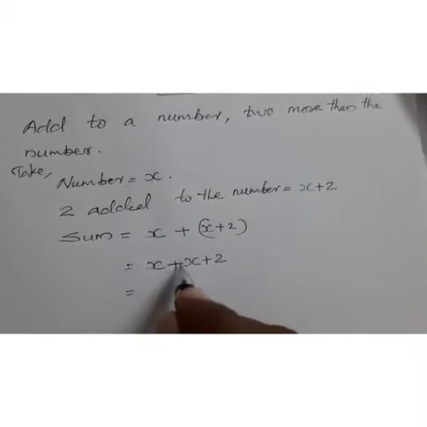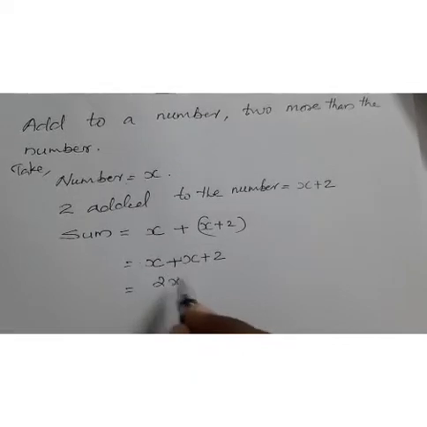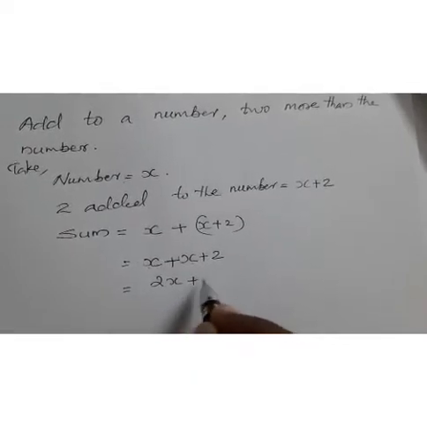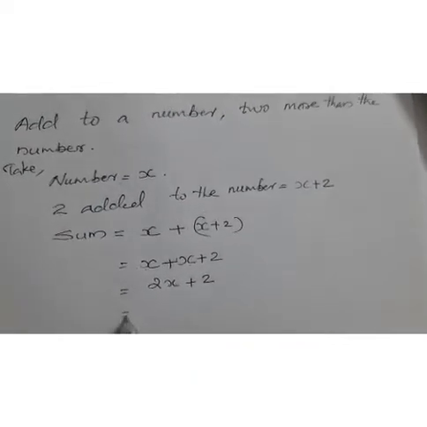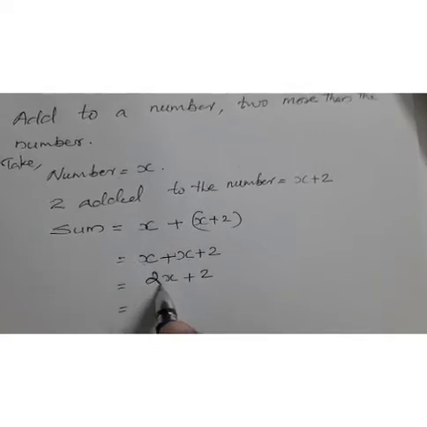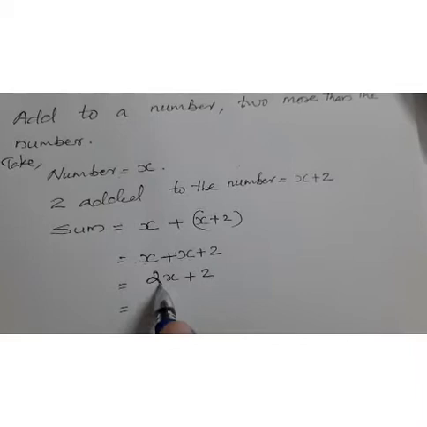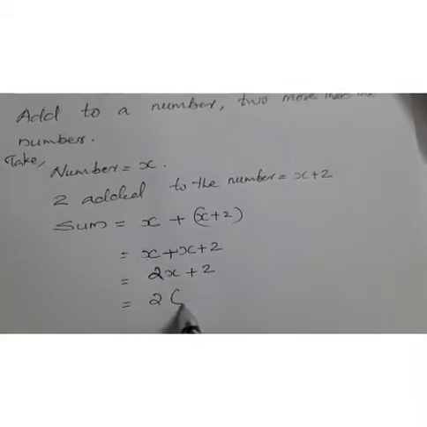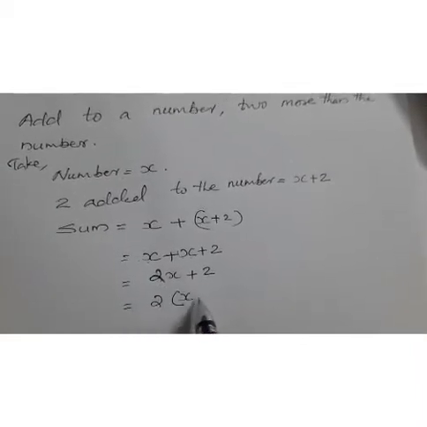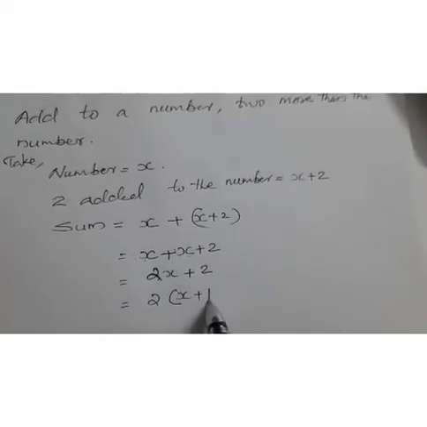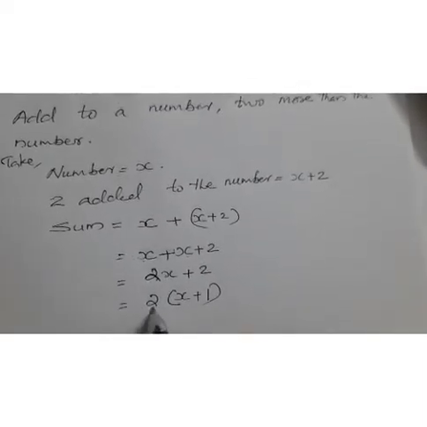The variables are added, so it is 2x. X plus x is 2x. 2x plus 2. In this one, you can see here 2x is there, here 2 is there. So we can take 2 as common. So 2 into x plus 2 into 1, it is 2. So 2 into x plus 1 is the answer.